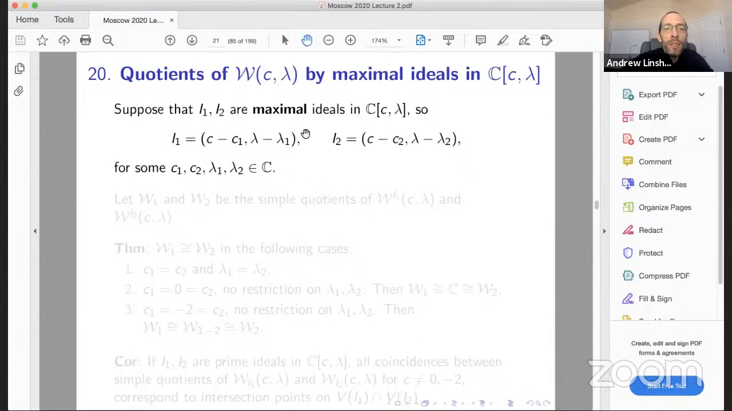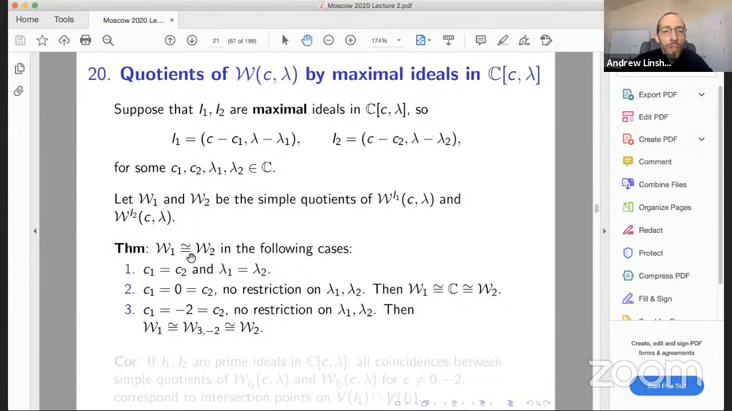Maximal ideals correspond to points, C1, lambda 1. So let's say that I1 is the maximal ideal of C1, lambda 1, and I2 is the maximal ideal of C2, lambda 2. Now when I take the quotient of these VOAs, if I specialize along this ideal, that just means setting C and lambda to be constants. So now my VOA is defined over the complex numbers. It may not be simple, but I can have simple quotients. And I can ask the question, when are the simple quotients of two of these, specialized at a point (C, lambda), isomorphic? Well, of course, they're isomorphic if the points are the same, so if the C's are the same and the lambdas are the same.